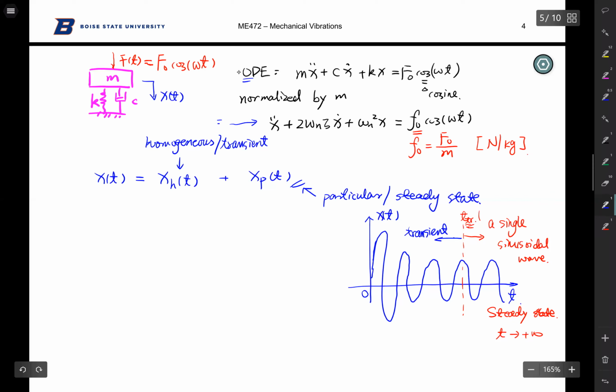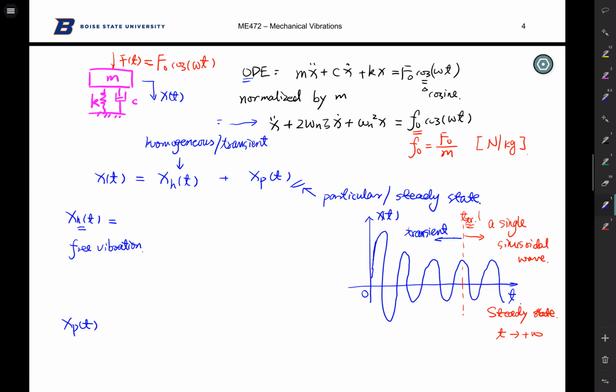All right. So what do these solutions look like? We have x_h, which is our transient. We also have our particular solution. Your transient state, or your x_h, you get this format from free vibration. So the mathematical expression for your transient state is determined by your free vibration.